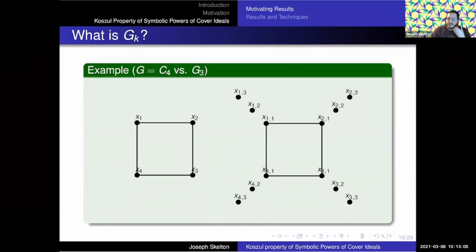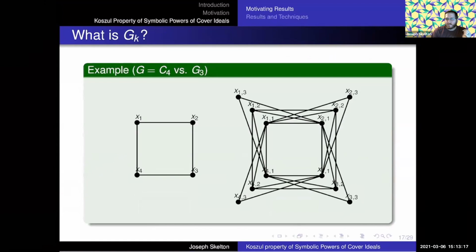So what does this look like? What does this all mean? Start with G. Copy each vertex 3 times to get G_3. And then connect the edges. You can see I don't connect 2 to 3 because 2 plus 3 is 5, which is too big. I also don't connect 3 and 3 for the same reason.